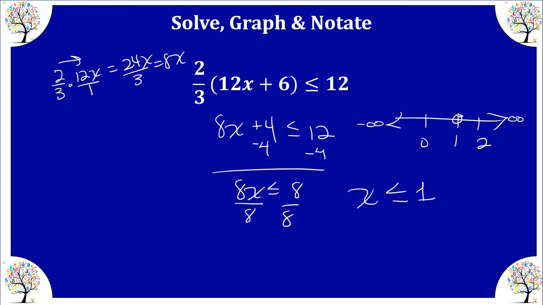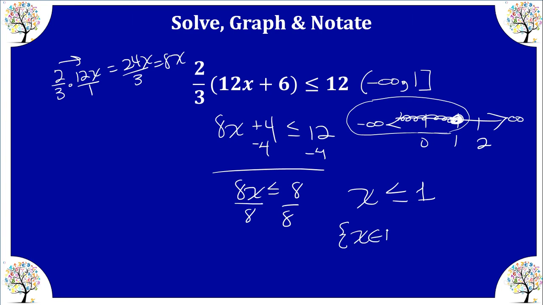Our solution set is either equal to 1 or less than. When we write an interval notation, we write it just like we see on the number line from left to right. So we are focused on this part of the number line. That's the solution. So interval notation is from negative infinity to 1, and 1 is included. If we want to write this in set builder notation, French curly bracket, x is an element of the real numbers such that x is less than or equal to 1.